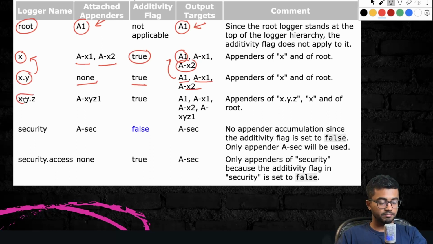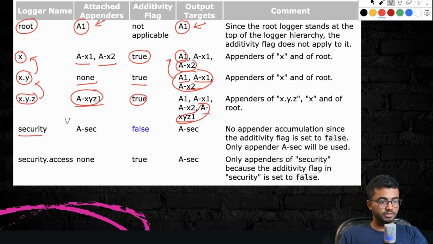Coming to the next example, we have XYZ, and this is the child of XY. It has an attached appender of AXYZ1, right? And we have the additivity flag is true. That means whatever the parent has, it has to take in, as well as the new AXYZ1, right? And that is how it is.